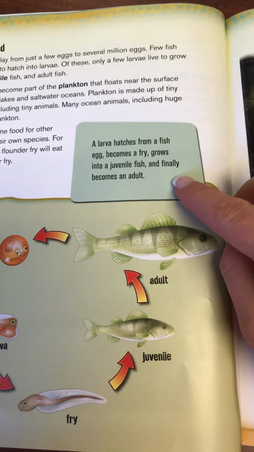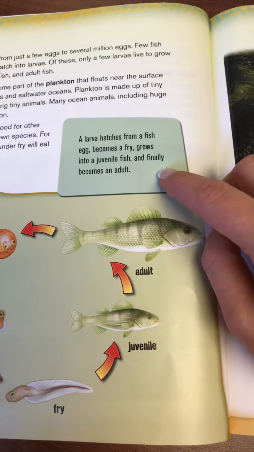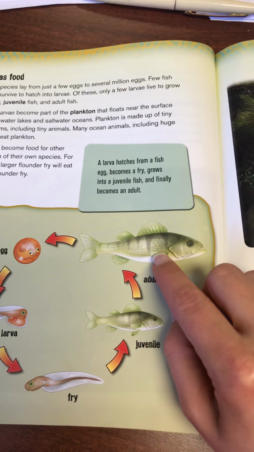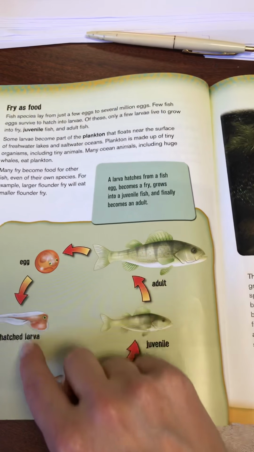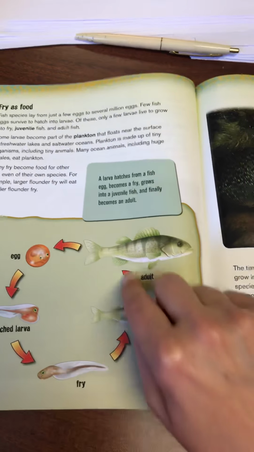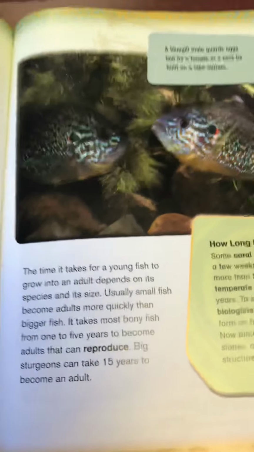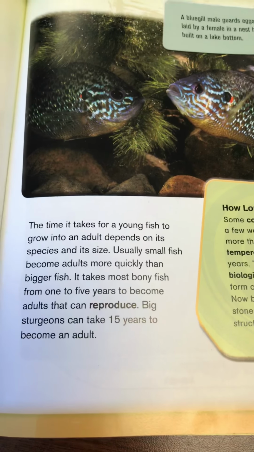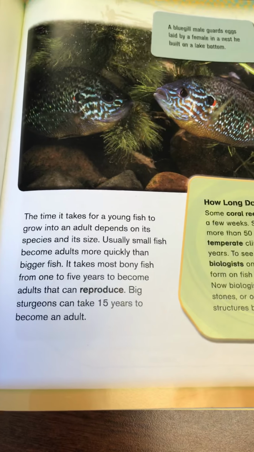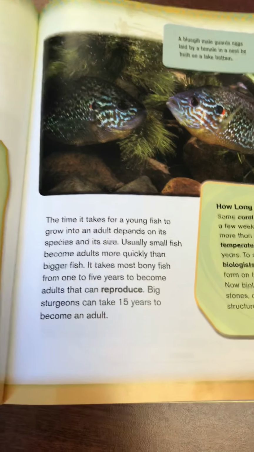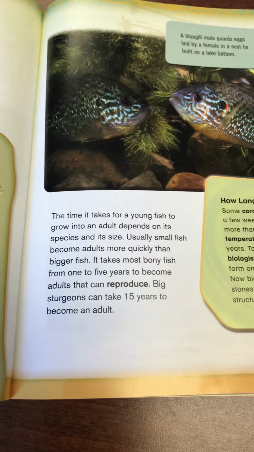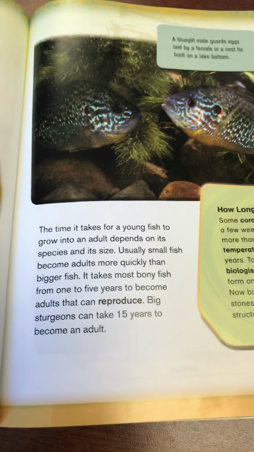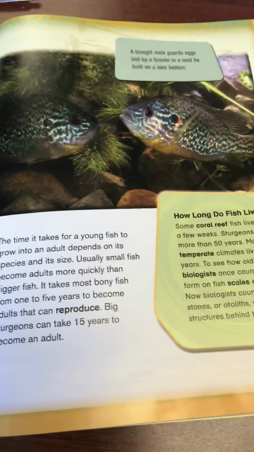Right here it says, a larva hatches from a fish egg, becomes a fry, grows into a juvenile fish, and finally becomes an adult. And then the cycle continues. The time it takes for a young fish to grow into an adult depends on its species and size. Usually, small fish become adults more quickly than bigger fish. It takes most bony fish from 1 to 5 years to become adults that can reproduce. Big sturgeons can take 15 years to become an adult.